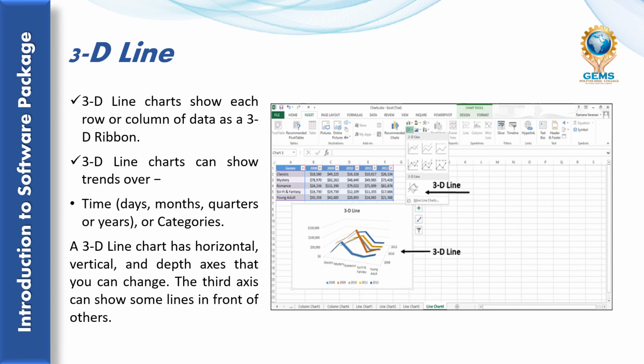Now finally we can see the 3D line. So the 3D line chart we can see here, from the chart group. It shows each row or column of data as a 3D ribbon, and shows trends over time or categories. The 3D line chart has a horizontal, vertical, and a depth axis that you can change. So the third axis can show some lines in front of others.